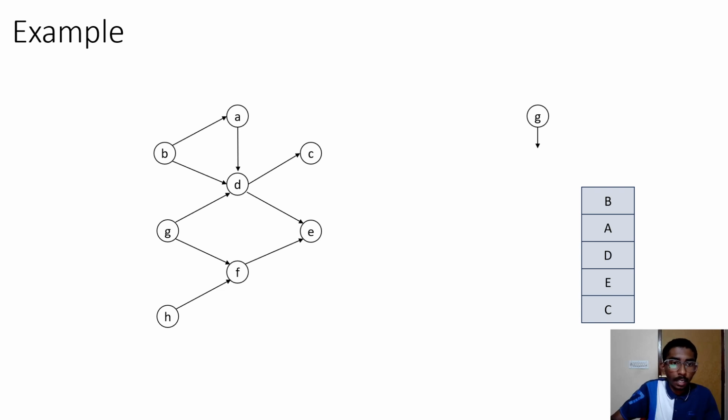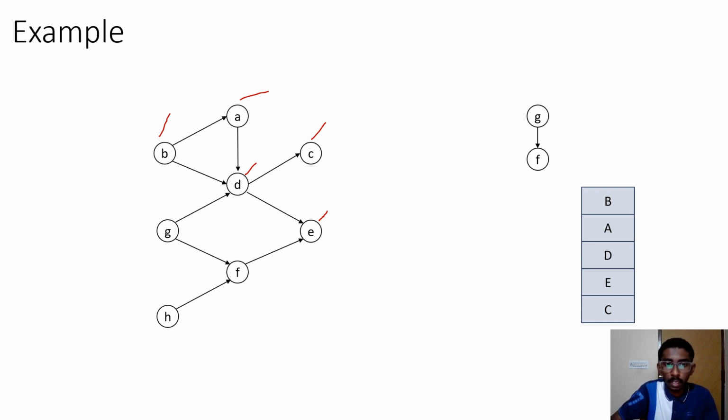Now the next element is G. We have to travel from G. Now we have already visited these elements. B is visited, A is visited, C, D, and E. Now we are left with G, H, F. So let us start. Now after G, it is directed to D and F. Since D is already visited, we won't visit the D element. Instead, we will go for F.